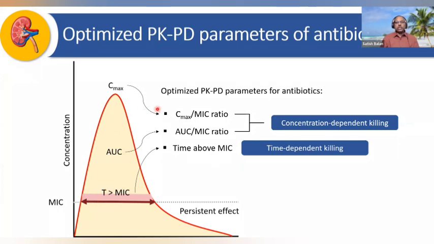Based on this, you can divide antibiotics into two types: concentration-dependent killing or time-dependent killing. Time-dependent killing antibiotics have to maintain a level above the MIC all the time. Otherwise, they are not effective. Concentration-dependent antibiotics, on the other hand, may depend upon the AUC or the Cmax. So it's not important to keep it above the MIC all the time. Once you achieve a good AUC or a Cmax, that is enough. The rest of it is taken up by the antibiotic.